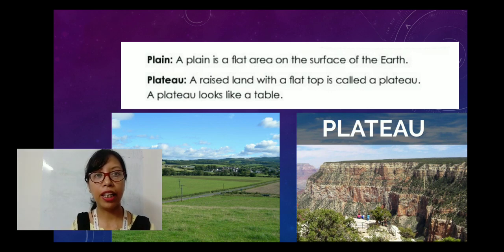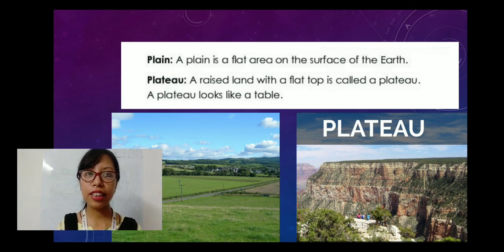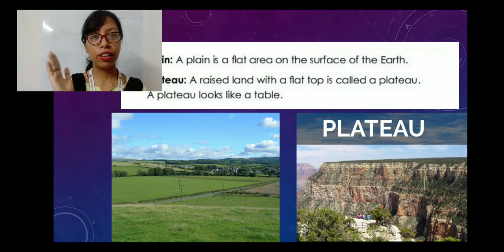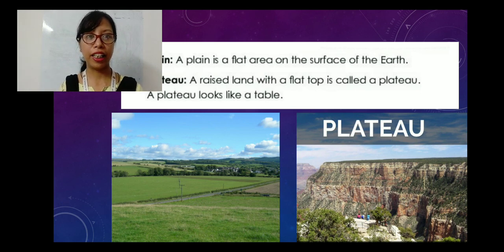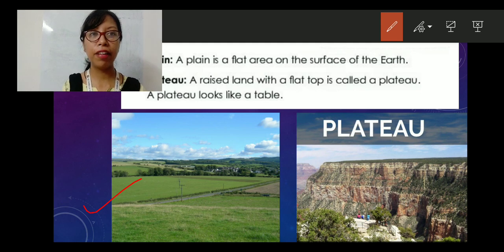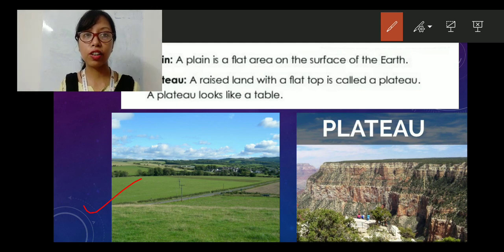Now let's come to the plain. So what is a plain? A plain is a flat area on the surface of the earth. As you can see in the picture on the left side, this is a plain. It is a flat area on the surface. It has a flat surface. That's why it is called a plain.